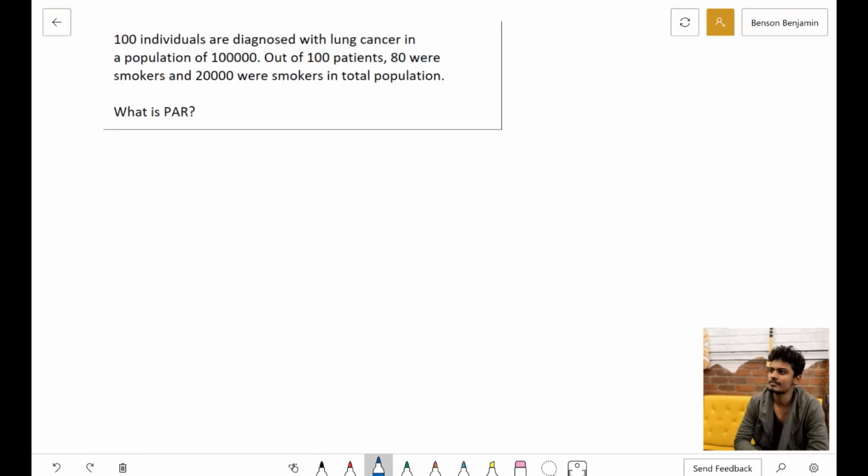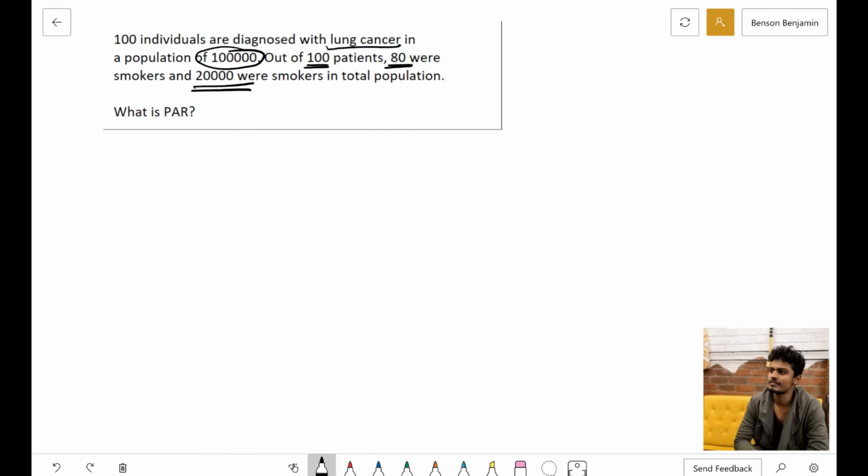Let's do a question. In this question, 100 individuals are diagnosed with lung cancer in a population of 100,000. Out of 100,000 people, 100 are diagnosed with lung cancer. Out of these 100 patients, 80 were actually smokers, and 20,000 of the population were smokers. So imagine that the total population was 100,000, and out of them, 20,000 were smokers.